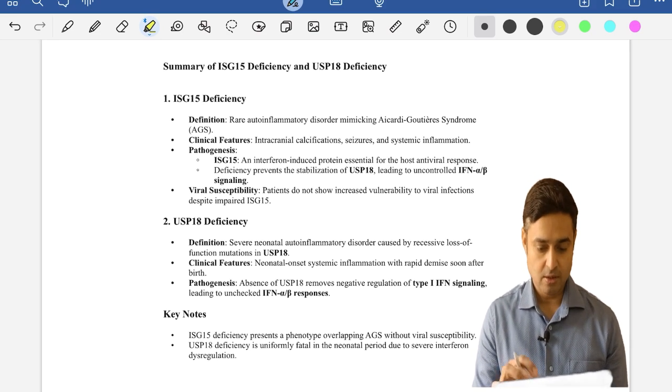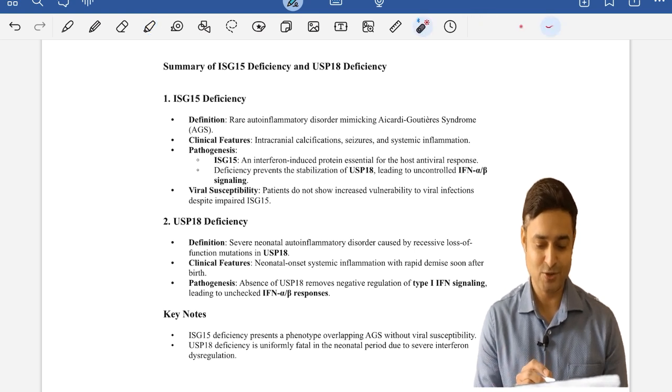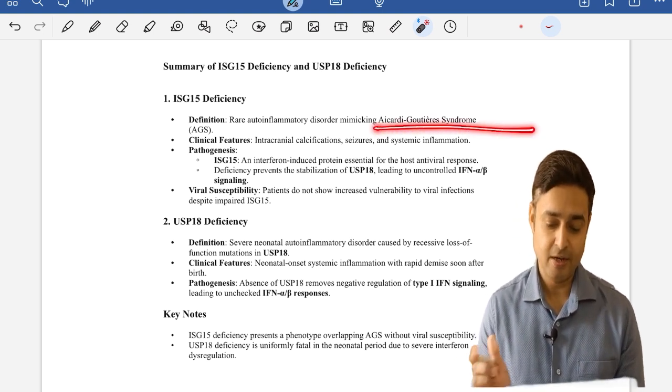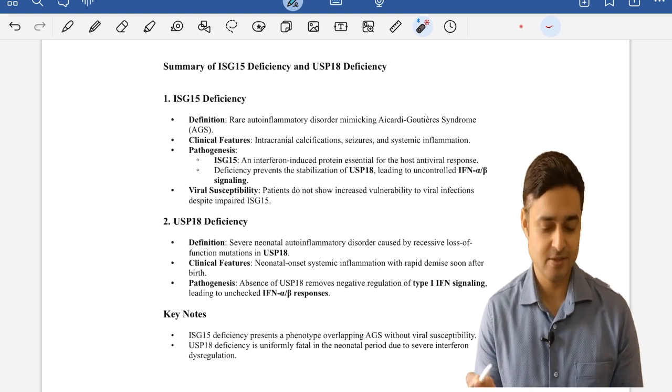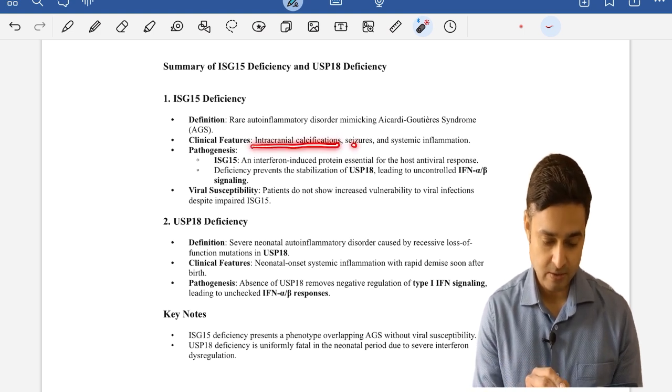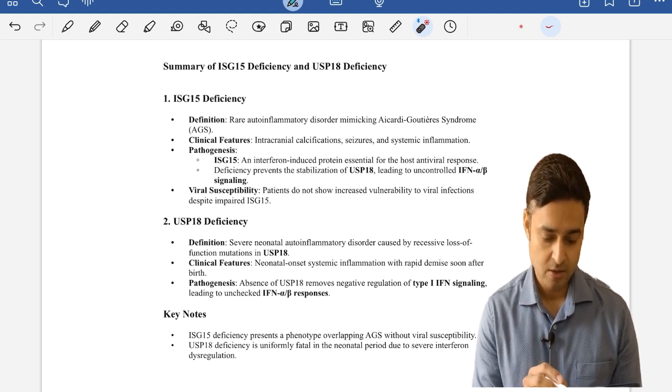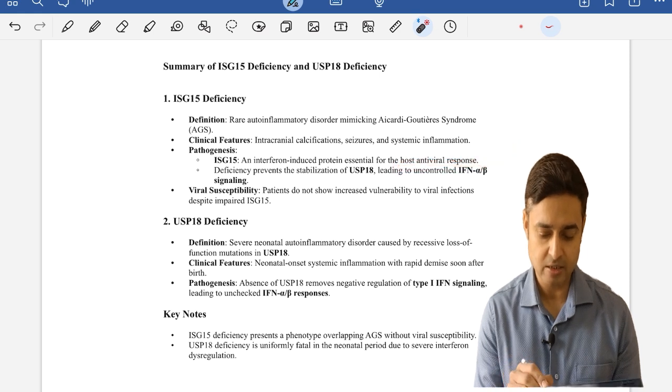Next, so ISG15 deficiency and USP18 deficiency. So actually, don't try to remember the full names of these things. But these are diseases mimicking AGS. This is one question, because it causes intracranial calcification, seizures, systemic inflammation. Okay, so patients actually do not show increased vulnerability to viral infections. Okay, so this is actually related to antiviral response. Don't remember that much.